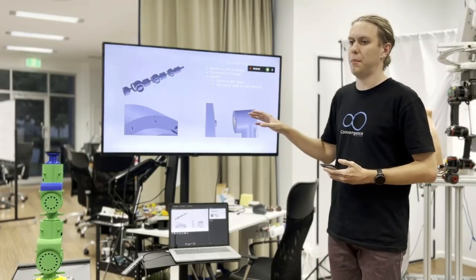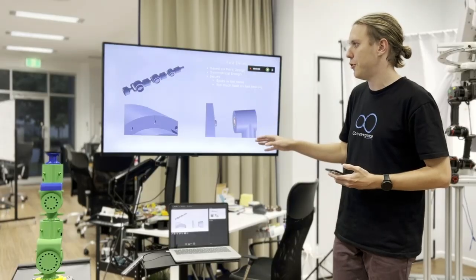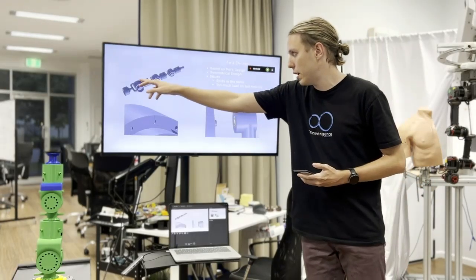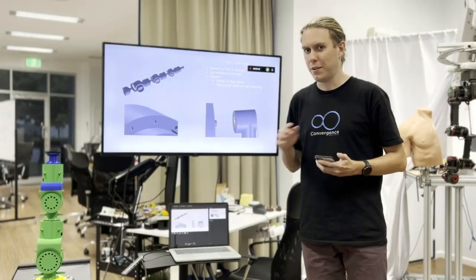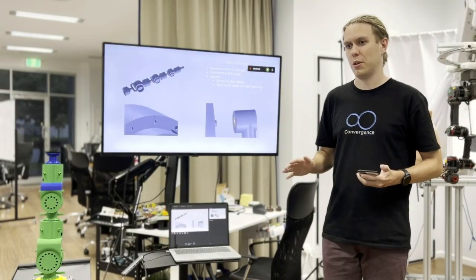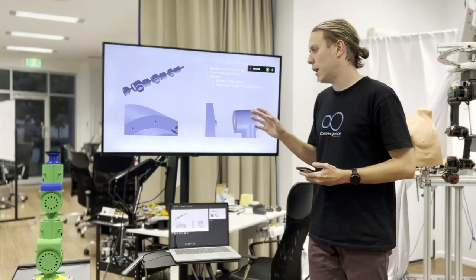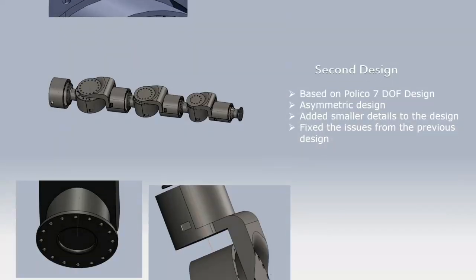The other problem with the symmetrical design was on the back end. I just had a ball bearing attached to the little fork, as you can see on the top left, to a tiny little nub on the back. Basically, that would do nothing. Either it would take no force or it would take way too much force and break. So I needed to make changes to that and rectify them. That's where this design comes in.